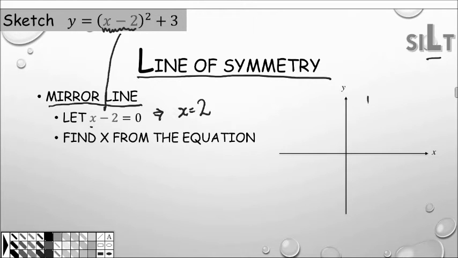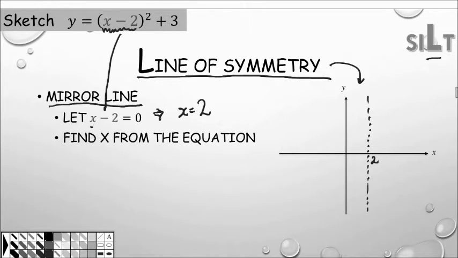Now when I draw a dotted line, this is called the line of symmetry, and this is at 2. Mirror line means it is the reflection line, which means the curve will be reflected on this dotted line.